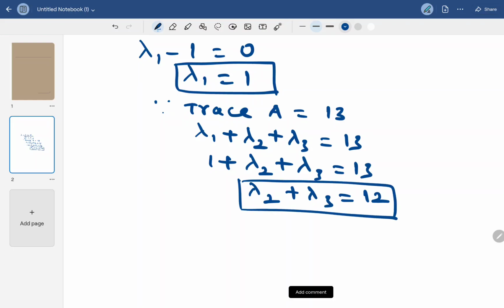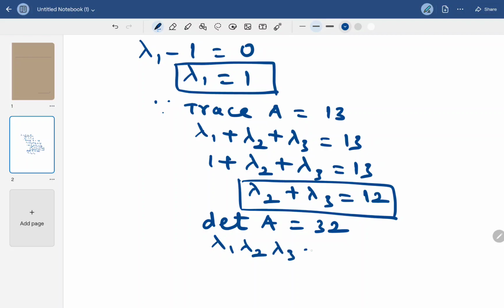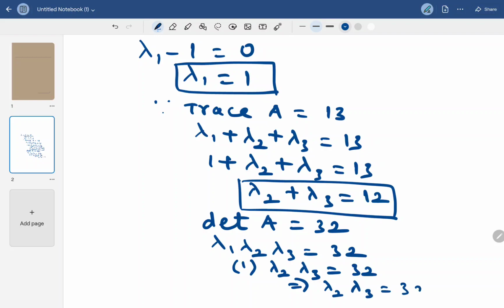Also given that determinant A is 32. Determinant A is the product of the eigenvalues. Lambda 1, lambda 2, lambda 3 equals 32. Since one of the lambda values is 1, 1 into lambda 2, lambda 3 equals 32, which implies lambda 2 lambda 3 equals 32.